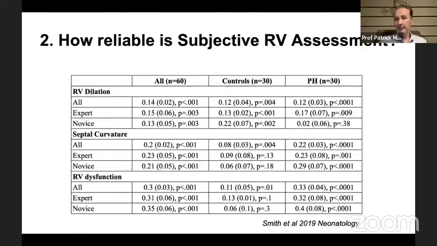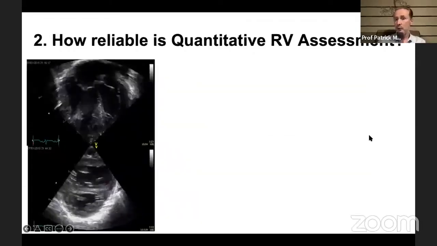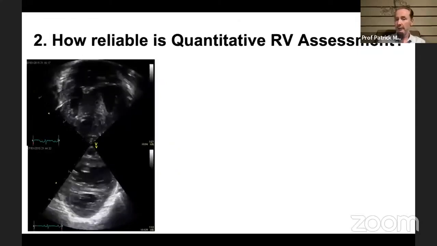How reliable is subjective assessment? As I mentioned previously, that's what most people do. It's not very reliable. This is a study we published about 4 years ago, where we asked 6 experts to look at 60 echoes, 30 from healthy babies, 30 from babies with pulmonary hypertension. And you can see that the kappa coefficient for subjective assessment of RV dilation, septal flattening, and RV dysfunction is almost universally very poor.